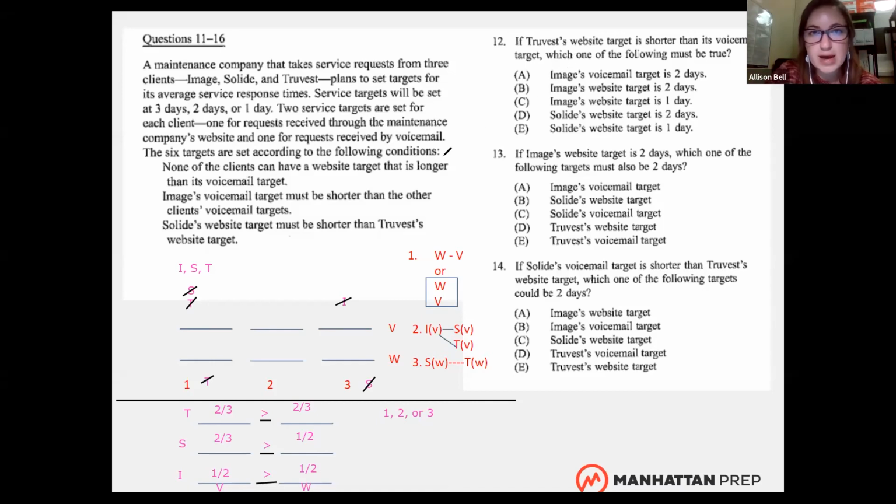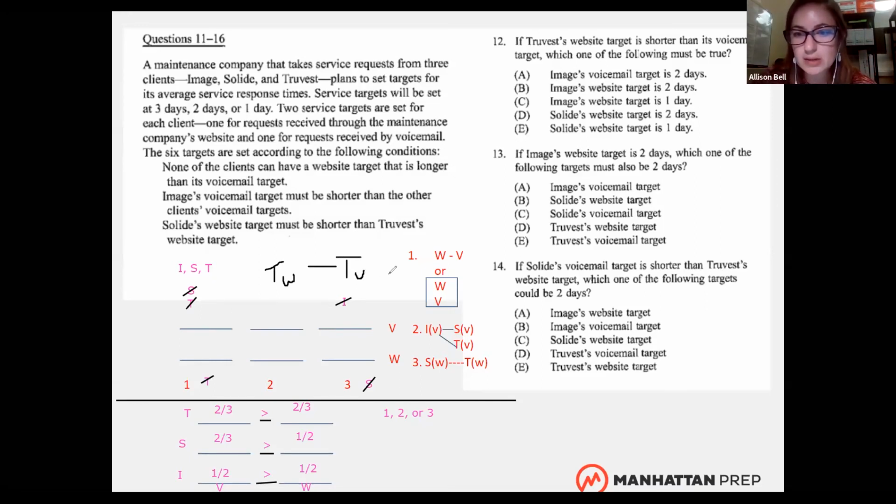So for number 12, we've got T's website target is shorter than its voicemail target. So the first thing I'm going to do is jot down this rule on my diagram, which I would have sketched again. T's website is going to be shorter than T's voicemail. And a lot of times on these inference questions, another great early step is to go through the same process that I went through in my original rules with my original diagram. So originally when I had these ordering rules, I made some falling off the end inferences. Might be good for me to do that here.